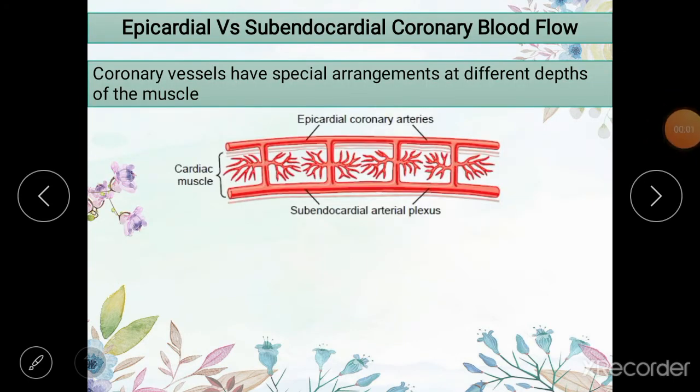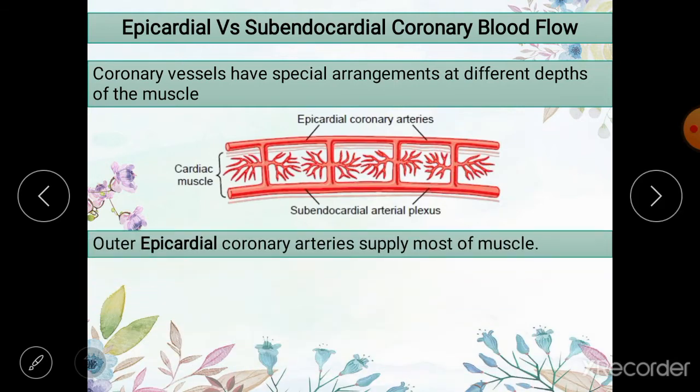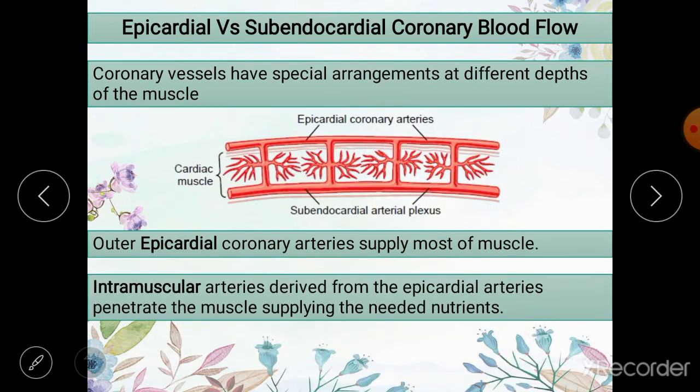So, to sum it up, the coronary vessels have a special arrangement at the different depths of the muscle of the heart. On the outer surface of the heart, you have the epicardial coronary arteries, and in the deeper layers of the heart, just above the endocardium, you have the subendocardial arteries, and these two are connected by the intramural arteries. So, the outer epicardial arteries are actually the arteries which supply all the layers of the heart.